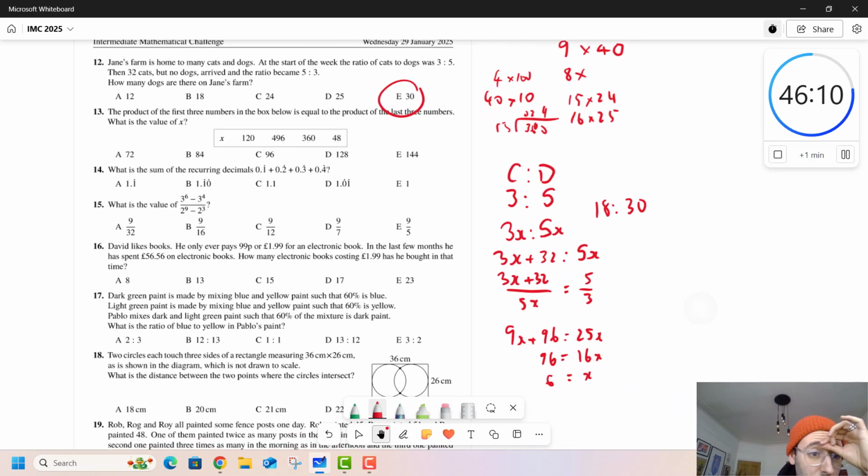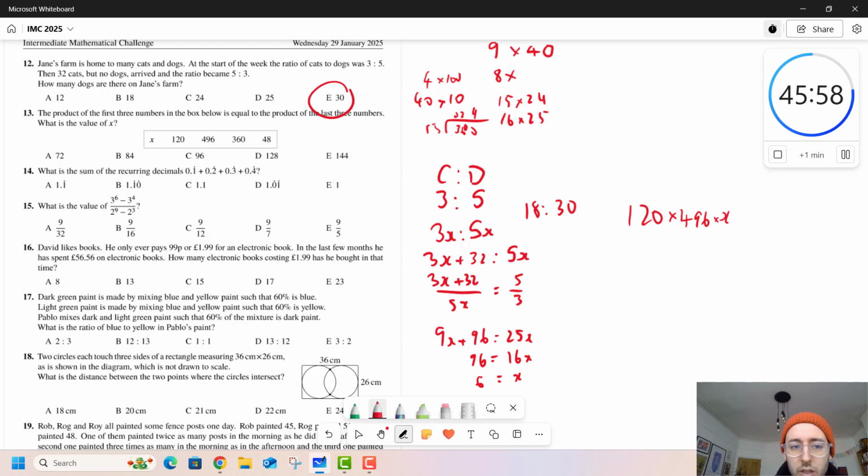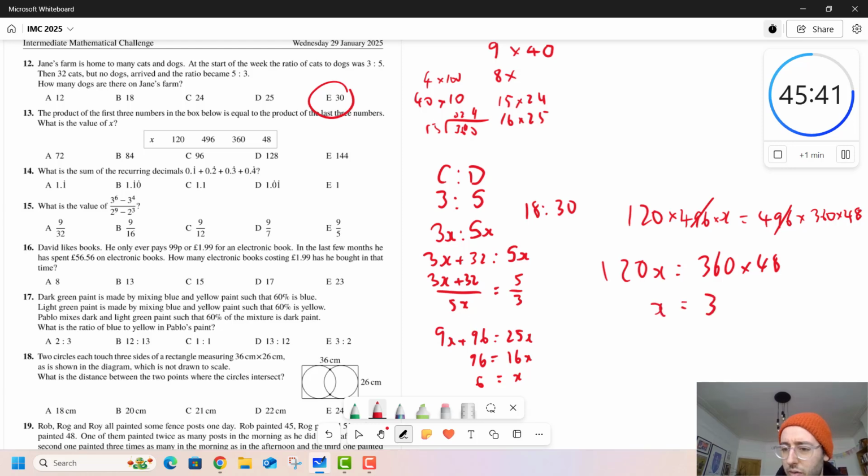Nice. The product of the first 3 numbers in the box is equal to the product of the last 3 numbers in the box. So 120 times 496 times x equals 496 times 360 times 48. Okay, so 120x equals 360 times 48. Well, this seems very easy, doesn't it? x equals 3 times 48. So it's 120 plus 24, 144.